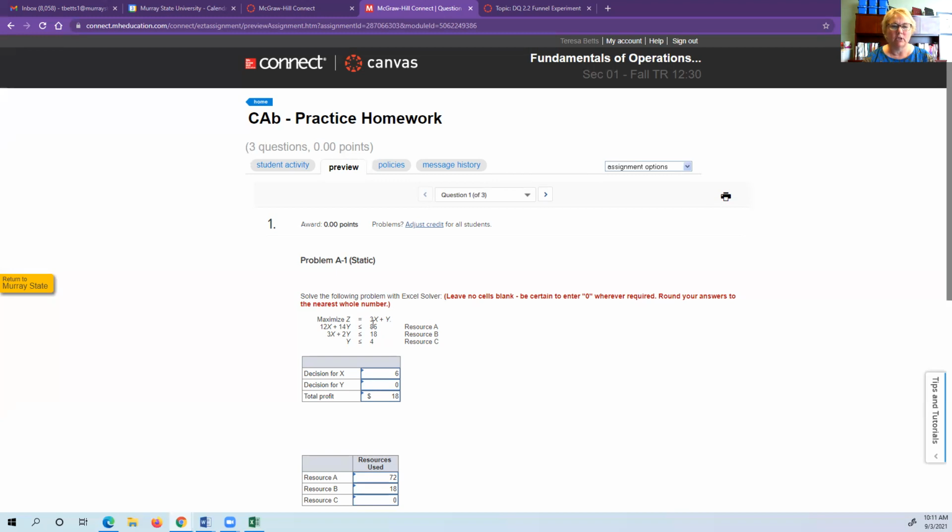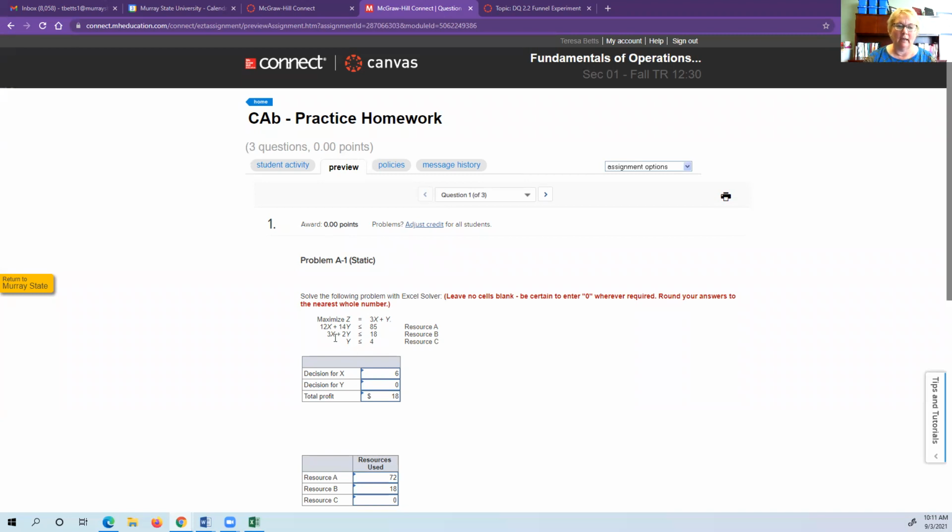Our objective function, 3X plus Y, we can restate as 3X plus 1Y, because that would be the coefficient for Y. It means that for every X that we sell, we're going to get $3 of profit. For every Y that we sell, we're going to get $1 of profit. As far as the resources go, for every X that we produce, we're going to use 12 of resource A, and for every Y, we're going to use 14 of resource A. We only have 85 of resource A available, so we can't use any more than 85 of that particular resource.